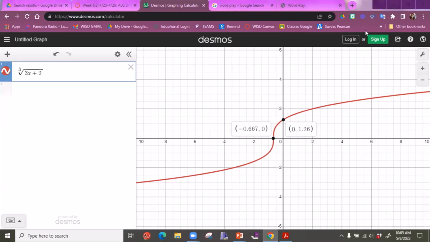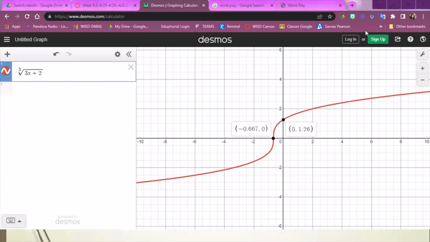Okay, let's see how we did. Our intercepts are pretty obvious, right? So you have your x-intercept and you have your y-intercept. On our previous example, it had 3 x-intercepts and 1 y-intercept. So a cubic function or a cube root function can have up to 3, right? But does it have to? No.